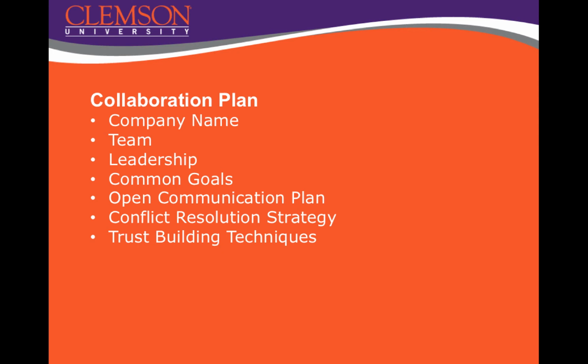What was the leadership strategy? What were the common goals for the project? That one's a really important one. What was the communication plan? How did they make sure that they all were on the same page? What was the conflict resolution strategy? So when things didn't go well, how did they end up making a decision? And then what were some of the trust building techniques that you think they used to create an effective collaboration team?